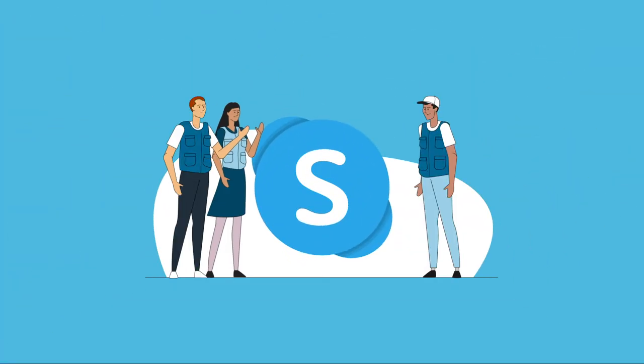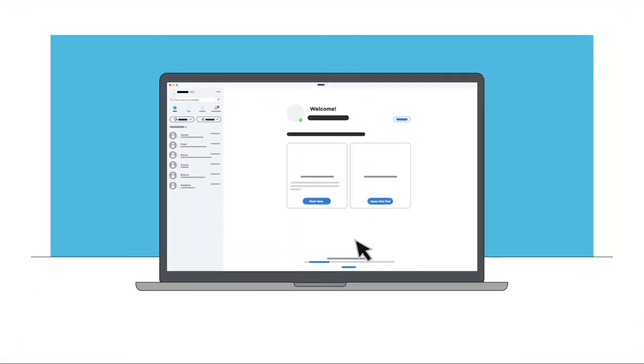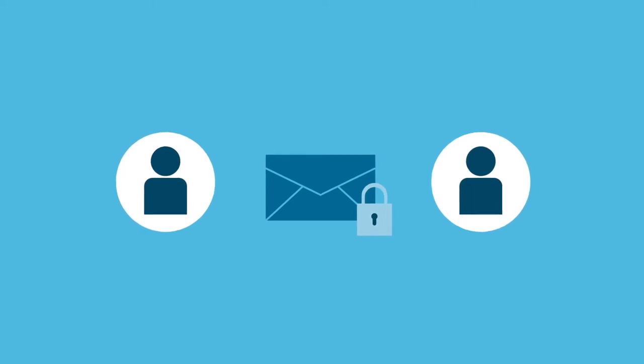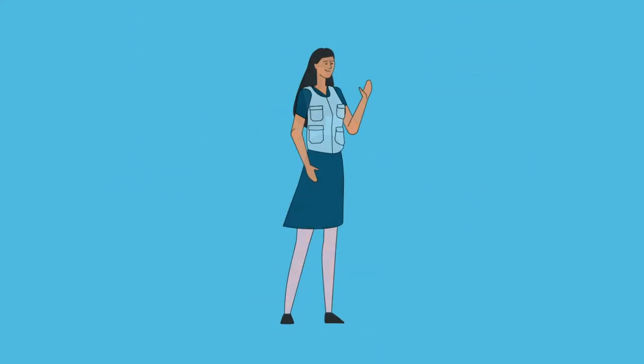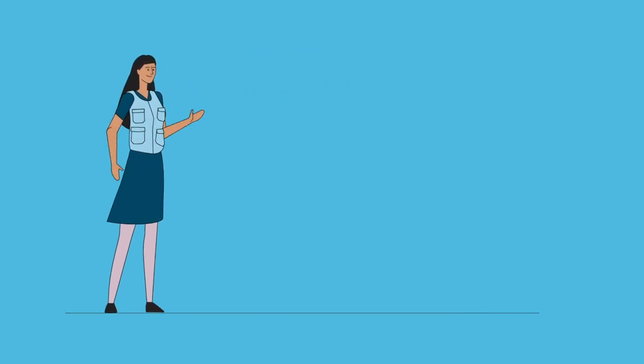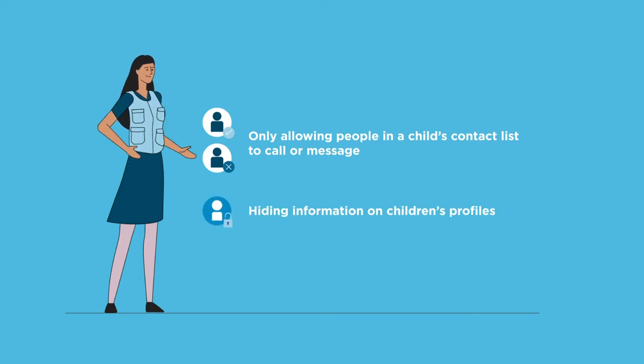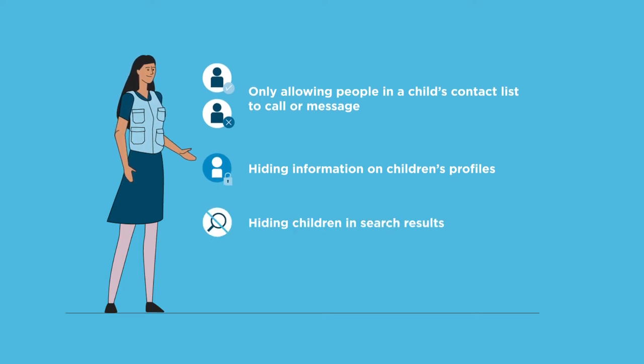Skype is useful as you can set up an account for free and make unlimited video and conference calls to other Skype accounts. End-to-end encryption of messages and calls means conversations are private and secure, and there are automatic additional security settings for accounts held by children, including only allowing people in a child's contact list to call or message them, hiding age, date of birth, and gender information on children's profiles, and hiding children in search results unless their exact username is searched for.